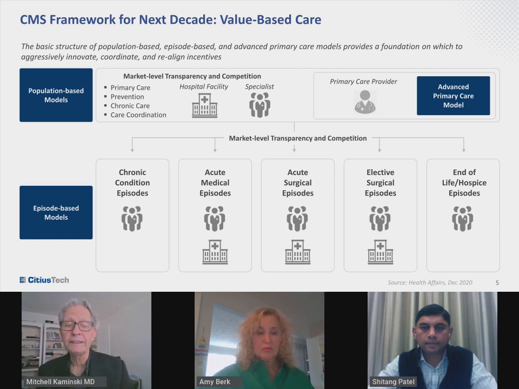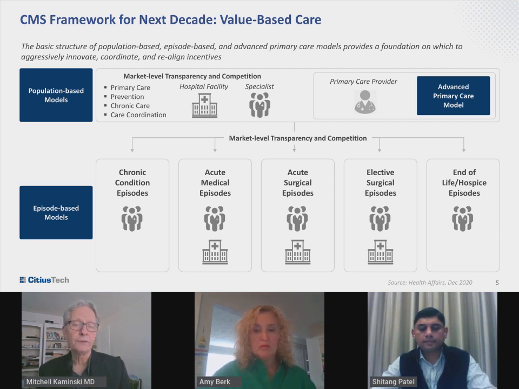Hospice is increasingly being considered in these value-based payment models because often that is a much more appropriate venue of care than futile care in an ICU.